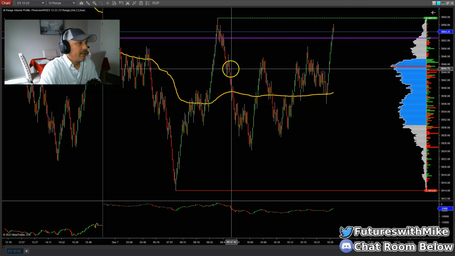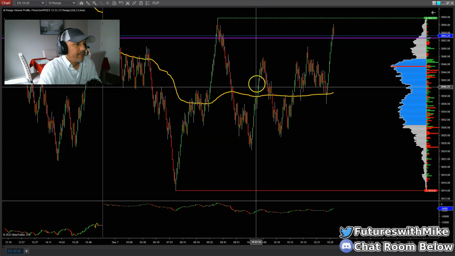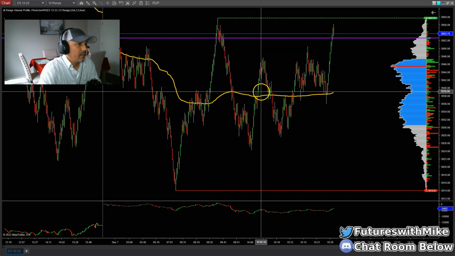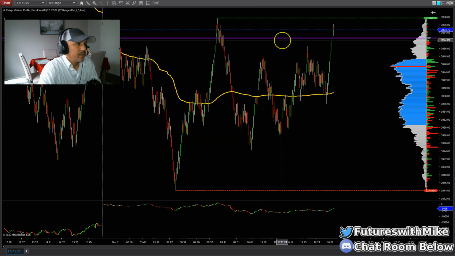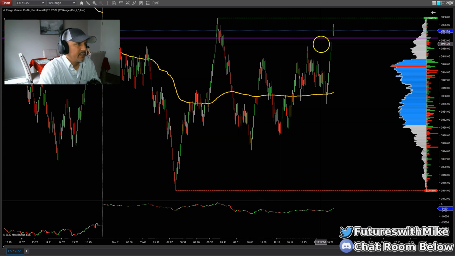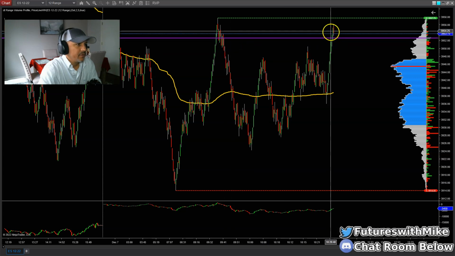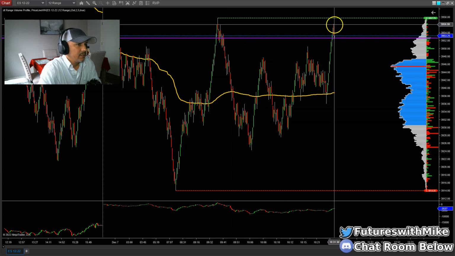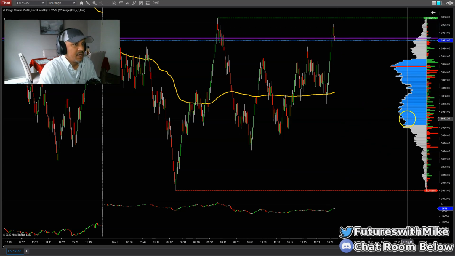Well, I took that short right here. That was a rejection off a supply right here, when I went short, back down to this area right here. So I was maybe looking to take a short here. Price rejected this area, but it pushed right through it. So be careful here. Price may want to continue pushing higher.